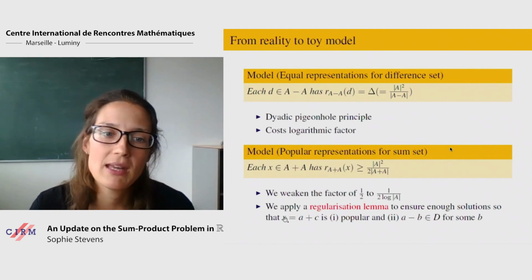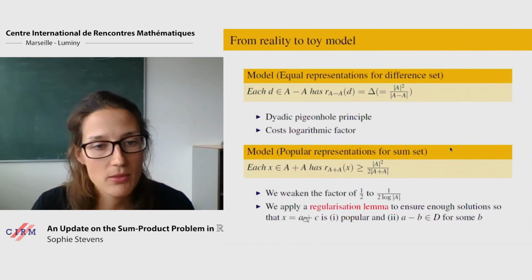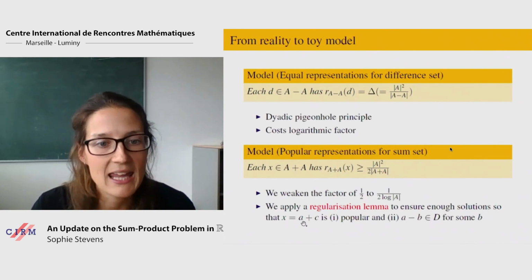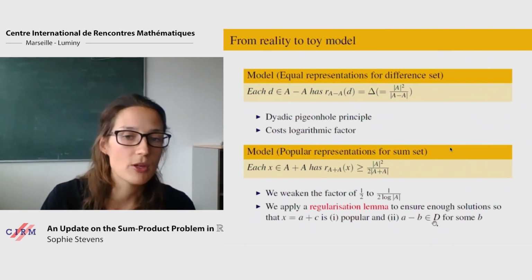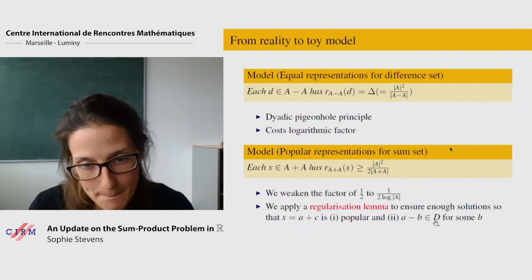Because what we need is not only that this X is popular, but also that it's popular with an element, so X equals A plus C, but we also need that this A somehow contributes to the support of the additive energy here.